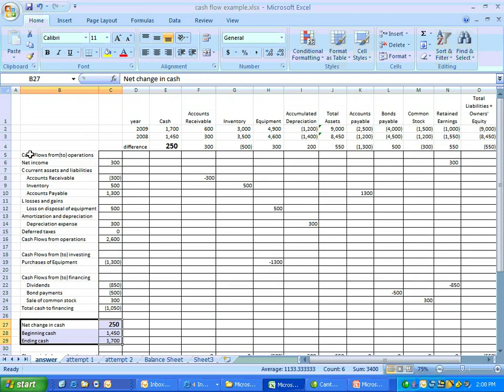But let's first concentrate on the cash flows from operations, or cash flows out the door related to operations. And remember the slide where we looked at net income and CLAD: current assets, losses and gains, amortization, and deferred taxes. So first of all, the net income, which was a given. We're going to lay this out in a spreadsheet. So we have 2009, 2008. The first item in our cash flow from operations is $300 from net income.